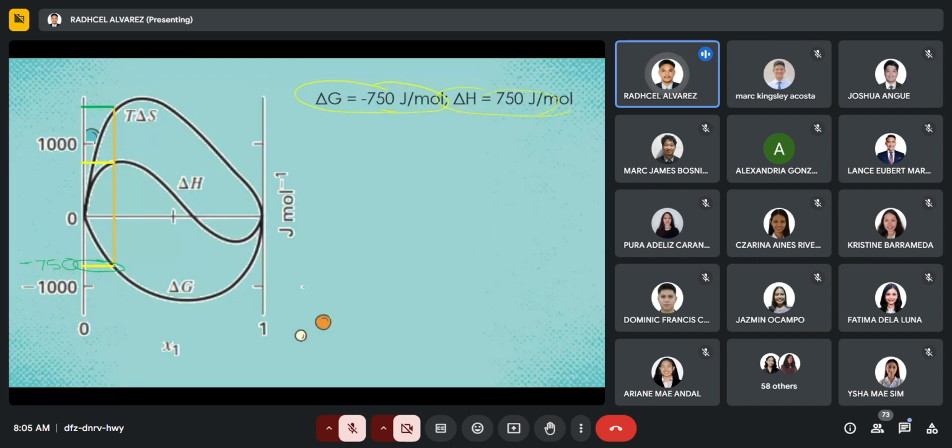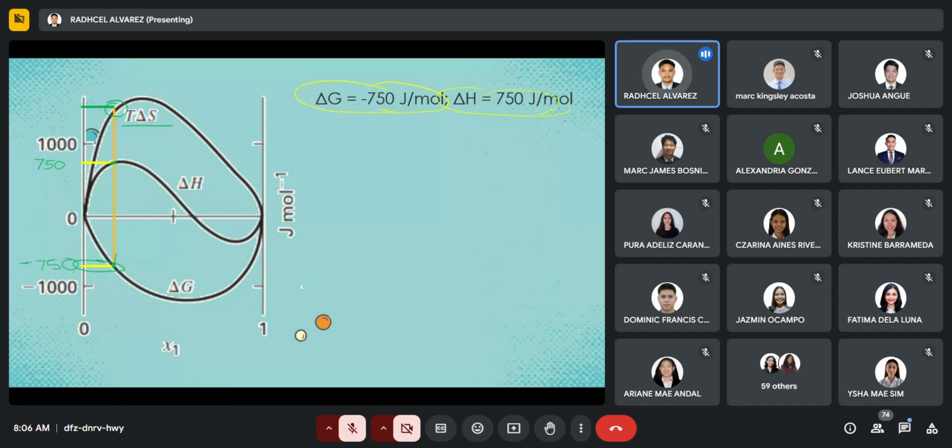Now, from your delta G, ipa-plot nyo rin yung given na delta H. So ang given natin na delta H ay ito. Meron daw tayo ditong given na delta H na 750. So ito yung ating delta H, and then ito yung ating delta G, then ipo-project nyo lang itong line na orange, para makuha nyo yung ating T delta S. Kasi ito yung ating hinahanap, change in the entropy.